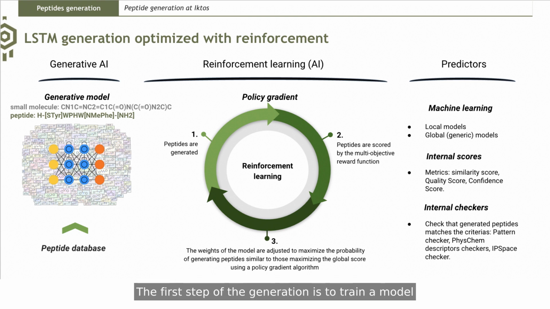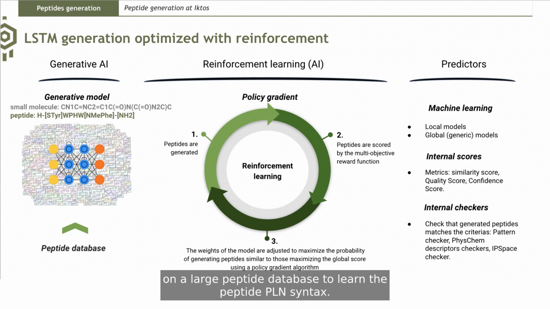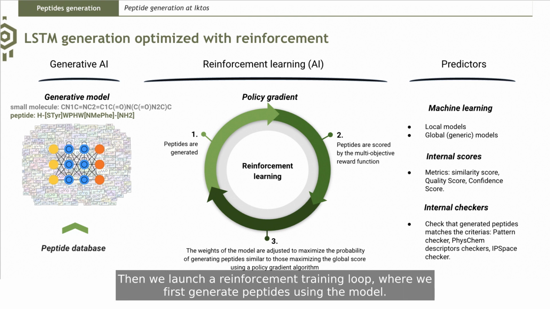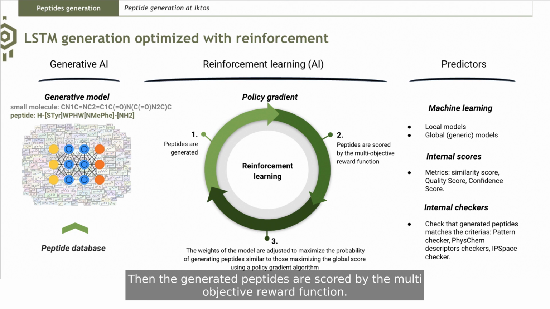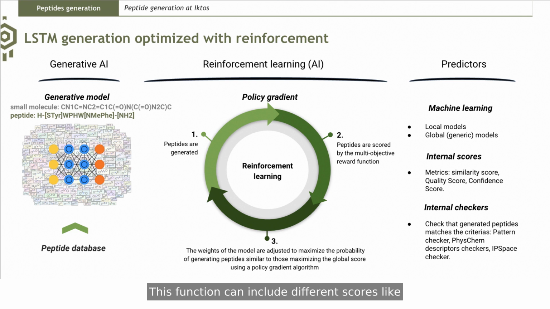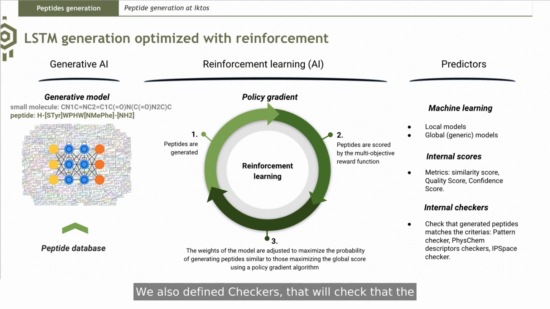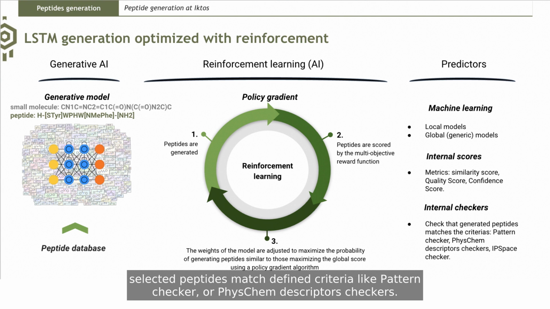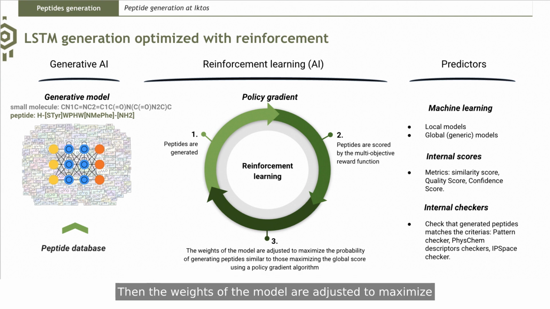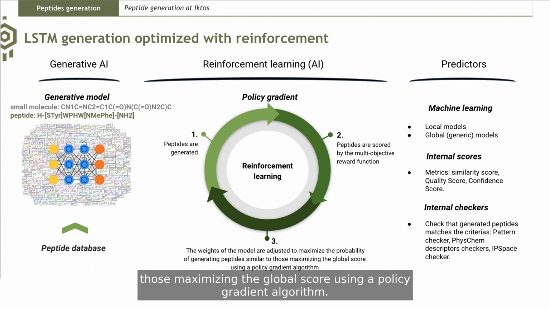The first step of the generation is to train a model on a large peptide database to learn the peptide PLN syntax. Then we launch a reinforcement training loop, where we first generate peptides using the model. Then the generated peptides are scored by the multi-objective reward function. This function can include different scores like machine learning model predicted scores, or other defined scores like similarity, quality and confidence scores. We also defined checkers that will check that the selected peptides match defined criteria like pattern checker or PhysChem descriptors checkers. Then the weights of the model are adjusted to maximize the probability of generating peptides similar to those maximizing the global score using a policy gradient algorithm.